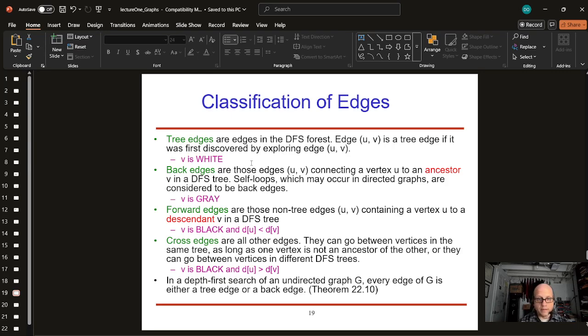Here v is black and d[u] is less than d[v]. Cross edges are all the other edges. They can go between vertices of the same tree as long as one vertex is not an ancestor of the other, or they can go between vertices in different trees, where v is black and d[u] is greater than d[v]. In a depth first search of an undirected graph, each edge of G is either a tree or a back edge.